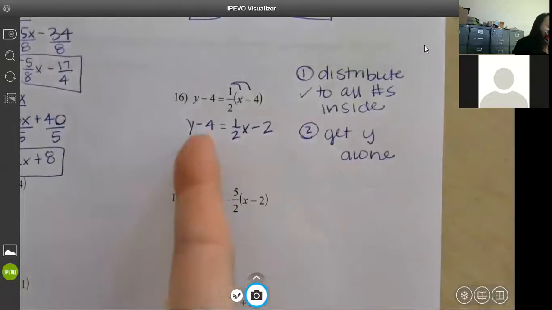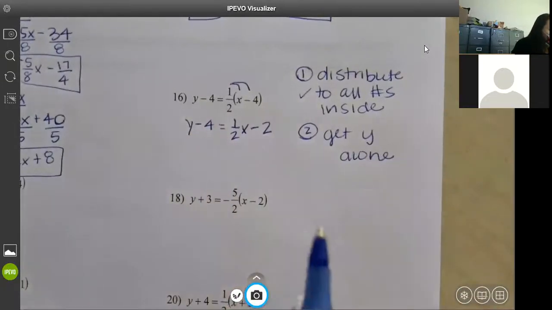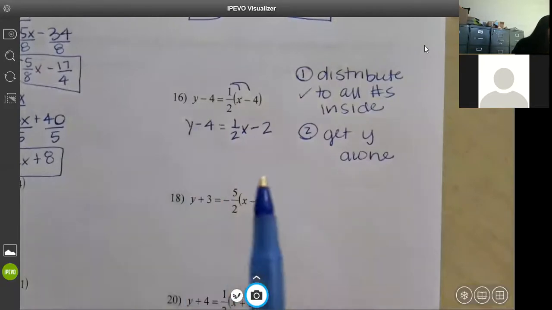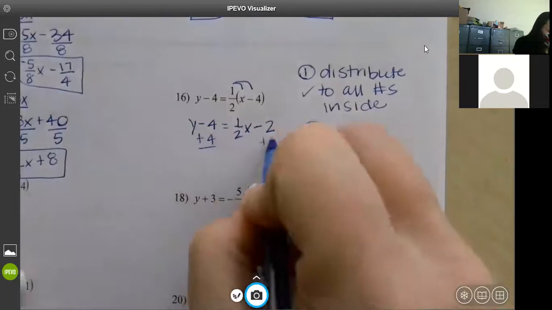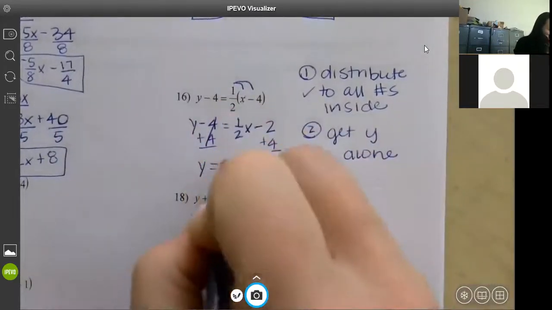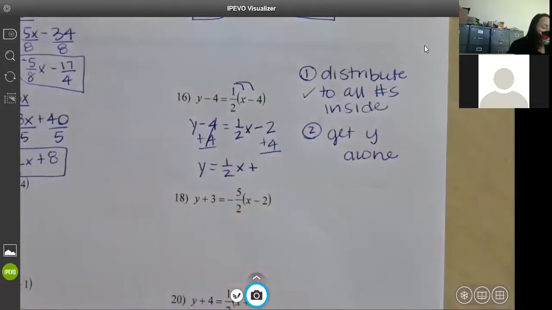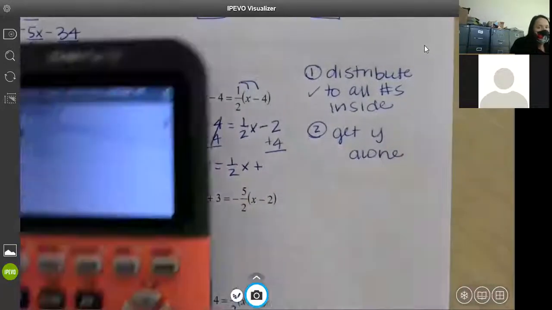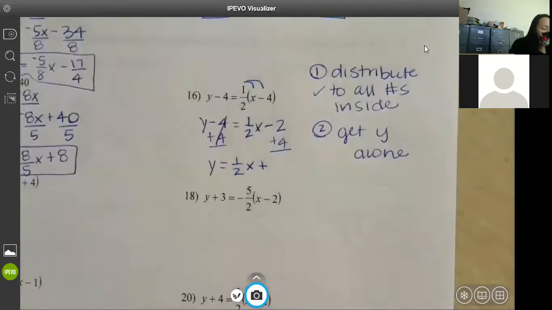Step 2 says get y by itself. How do we get that y by itself? How do I get rid of -4? Yep. So we get y equals 1/2 x. What is -2 plus 4? Try it on your calculator. -2 plus 4? 2. And that's okay.